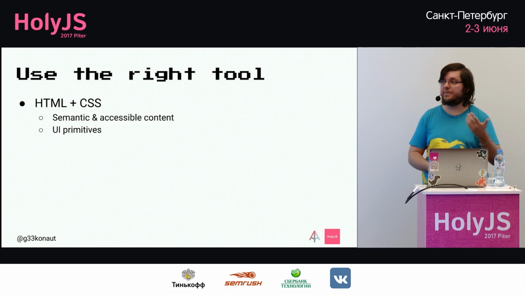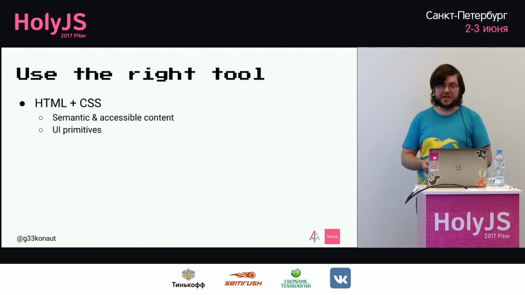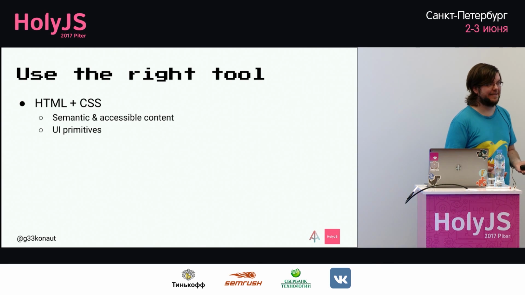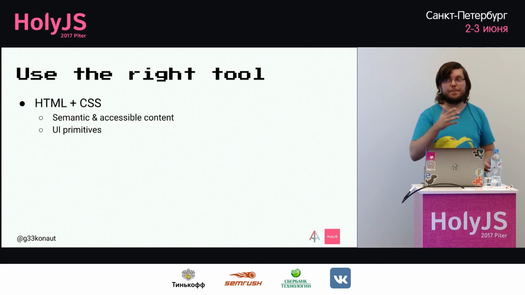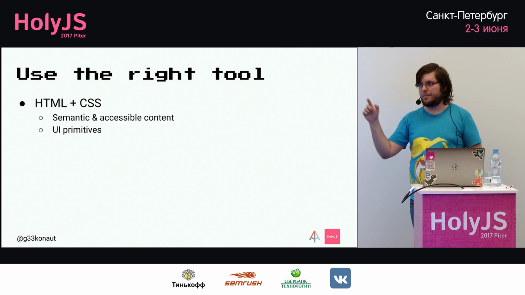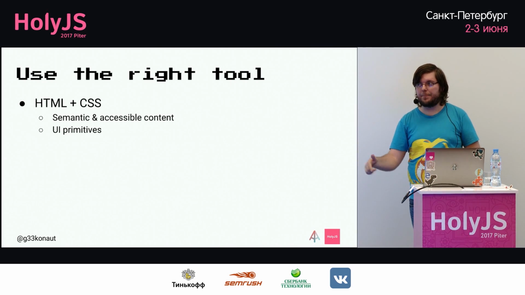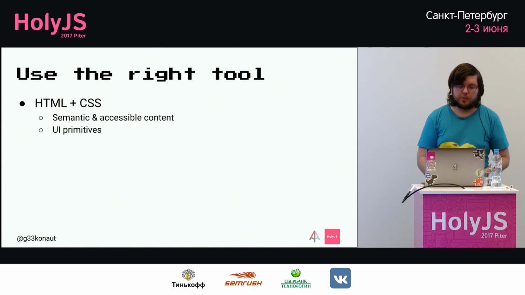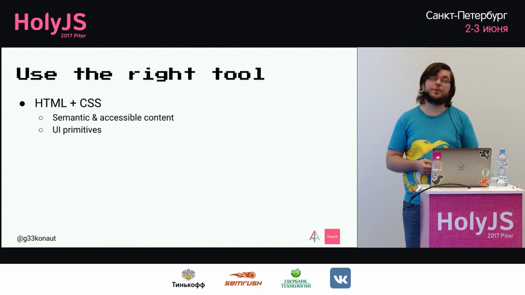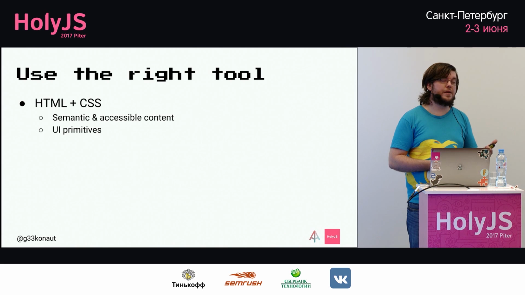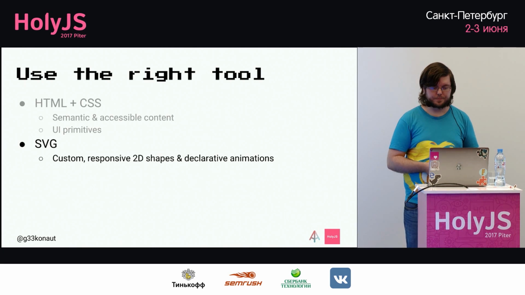And also you have to reinvent all the UI primitives. WebGL doesn't know the concept of a click, right? So you have to figure out, where's my mouse cursor, what happens when I click this? A browser knows, oh, there's a mouse cursor over the button, and when this click happens, then I do something about it. So use HTML and CSS for semantic and accessible content and for your UI primitives. Do not reinvent it in other technologies, please.